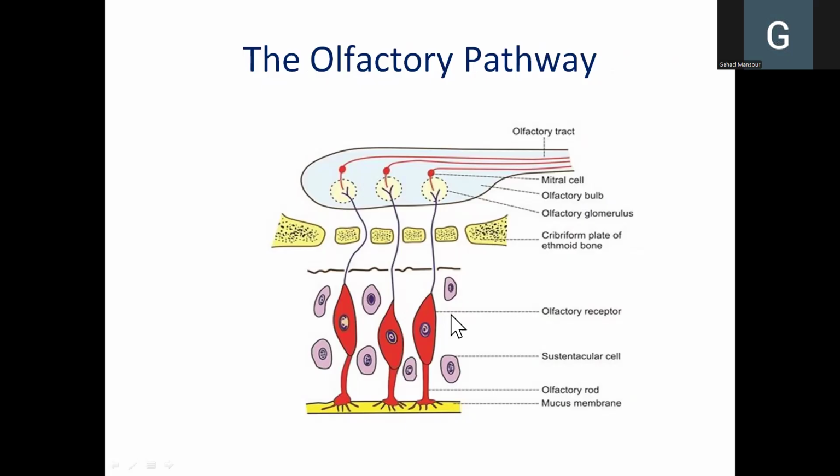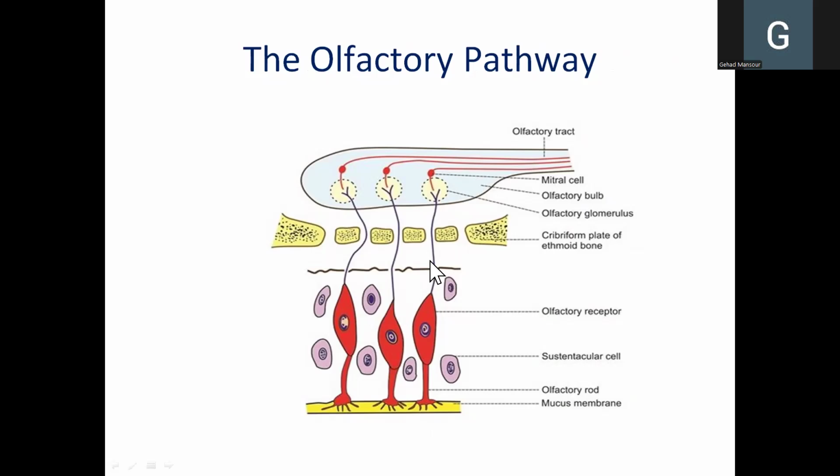And actually, the cell body of this neuron and these processes, the olfactory rods, are the receptors, and they are stimulated by chemical stimuli, which are the molecules of volatile substances or odoriferous substances that have a smell.